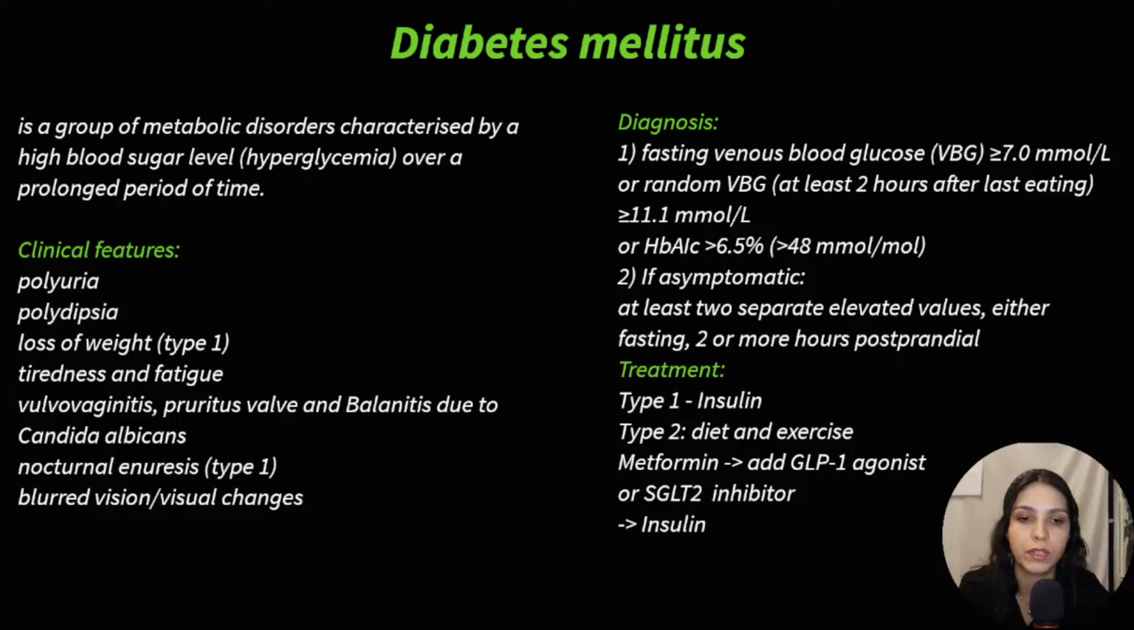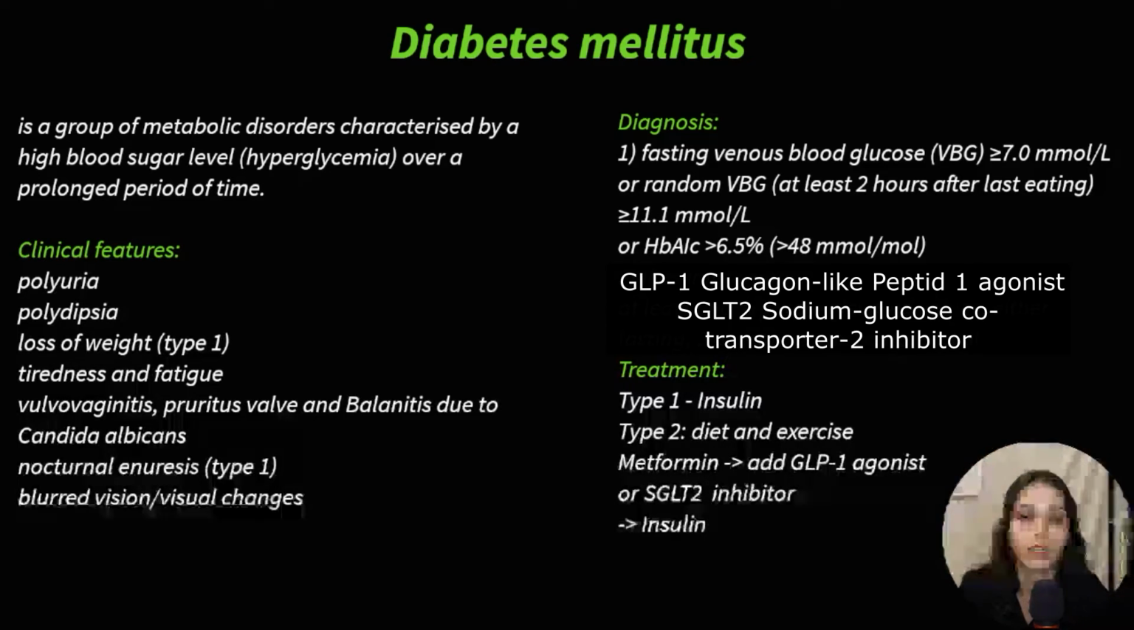Treatment for type 1 is insulin, and for type 2 diet and exercise. And if it doesn't work, metformin. If it doesn't work again, add to metformin a GLP-1 agonist or SGLT2 inhibitor. If again it doesn't work, insulin.